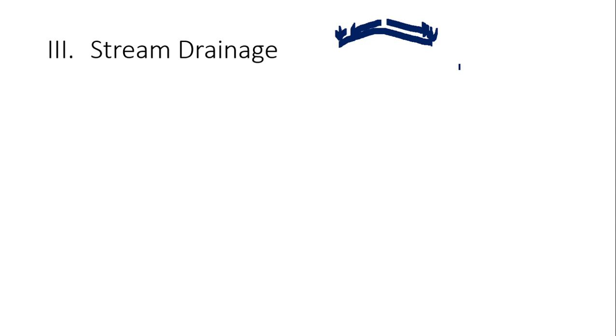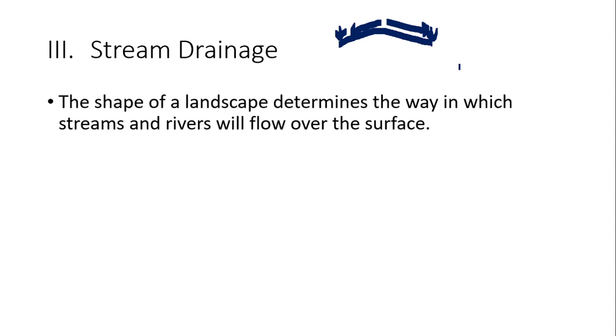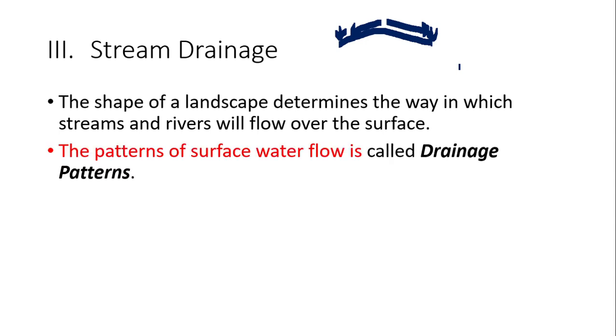So when looking at stream drainage, that's what you want to try and figure out. The shape of that landscape is going to determine which way the streams and rivers are going to flow over that surface. If you have a hill, water is going to flow down the sides of the hill. The steeper the hill, the faster the water flows. Okay, so the pattern that the water moves over the surface is known as a drainage pattern.